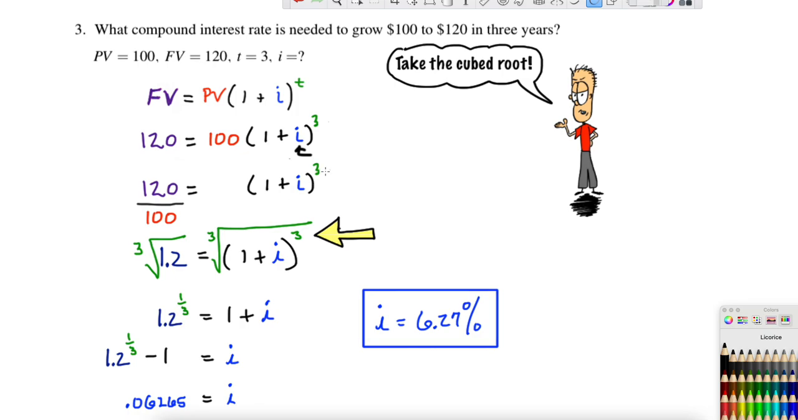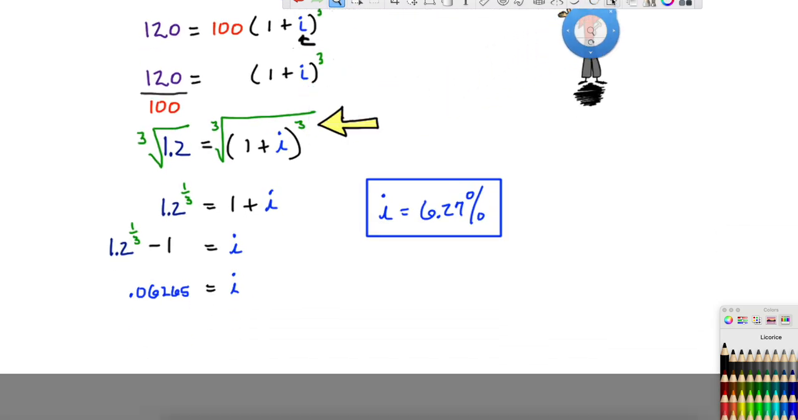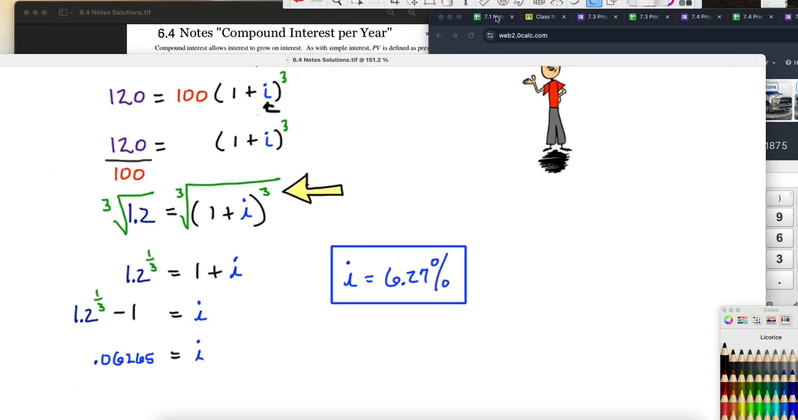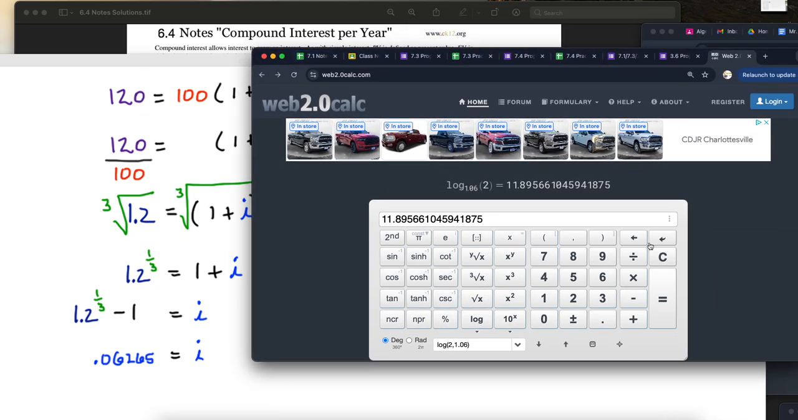And then how do we get rid of this cube here? We take the cube root of both sides. So the cube root cancels the cubing, and I get 1.2 to the 1/3 equals 1 plus i. And then I subtract 1 over here. Notice I didn't go to the calculator on this step. I'm going to wait and do most of my calculations at the end. It just makes for less carrying over answers with lots of decimals in them.